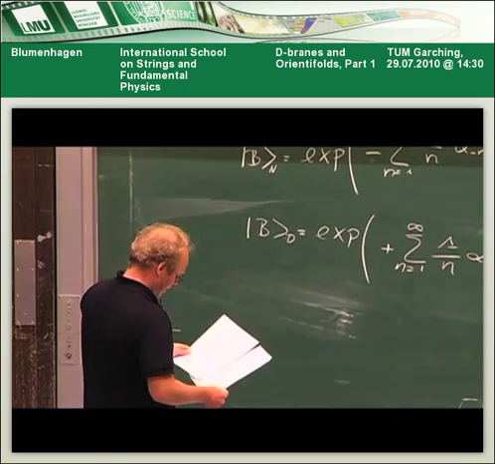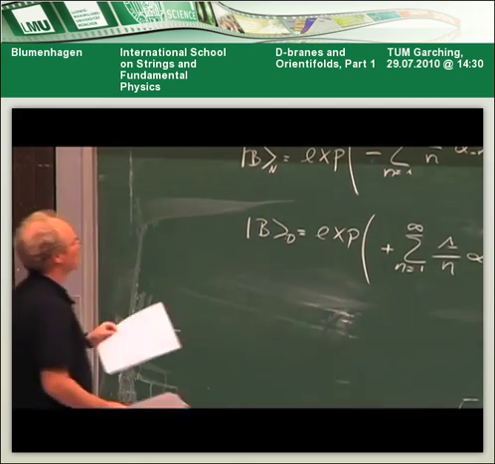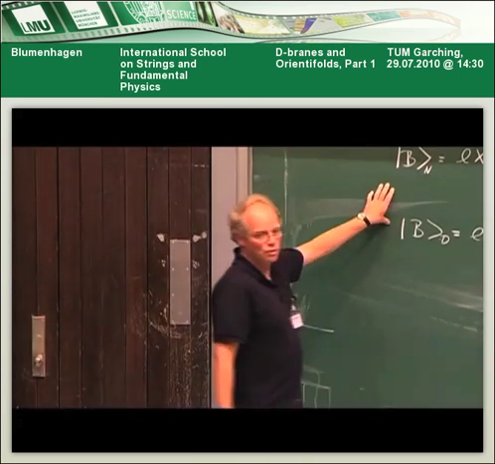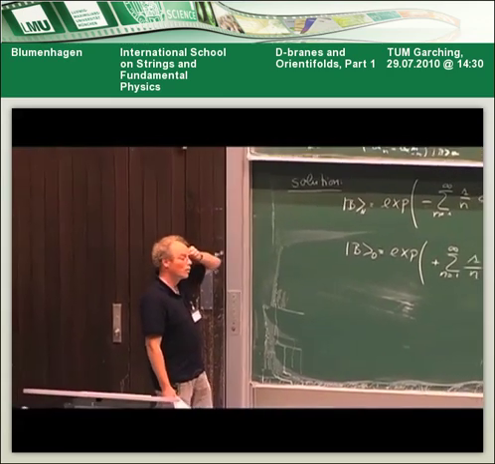I think this would be a good place to stop. Next time I will continue a little bit with these boundary states, how to compute also the annulus diagram now with these boundary states, and then we'll move forward to the superstring.